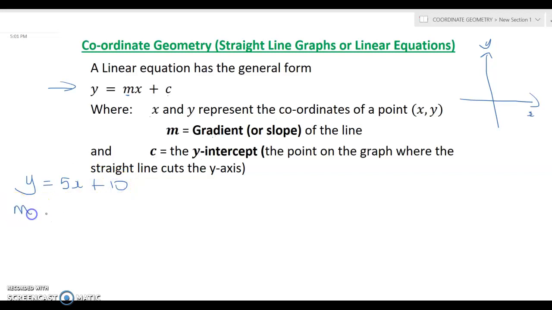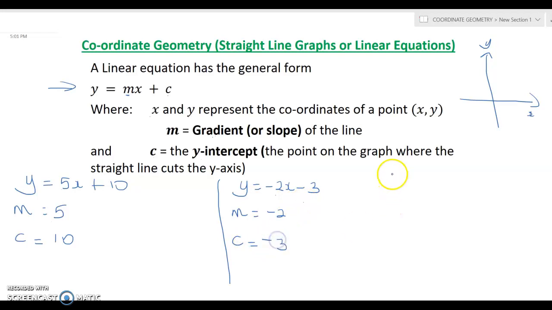So if I have an equation, y equals 5x plus 10, my gradient is the number before the x, which is 5. And my y-intercept, which is my c, the number by itself, is 10. If you look at another one here, y equals minus 2x minus 3. So my gradient is the number before the x, which is negative 2. And my y-intercept, the c, is the number by itself, which is negative 3. See how easy it is to point it out?